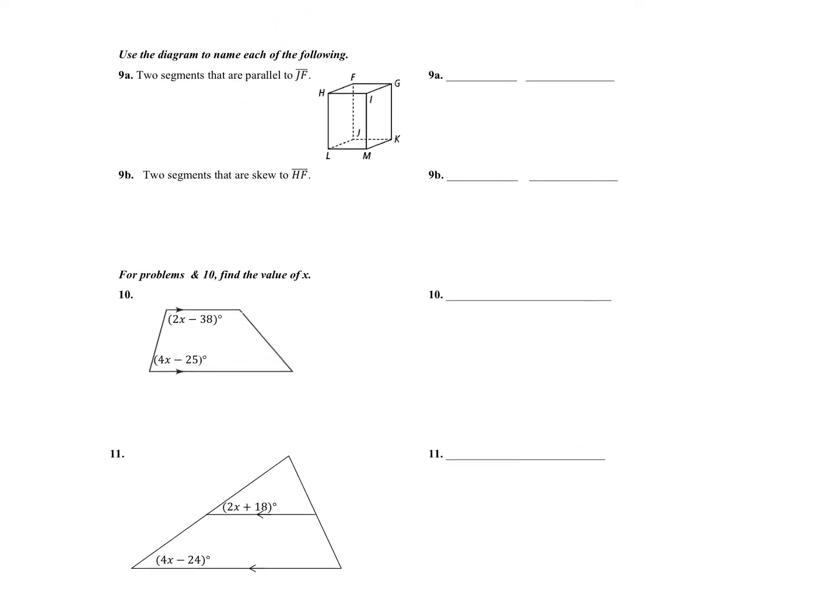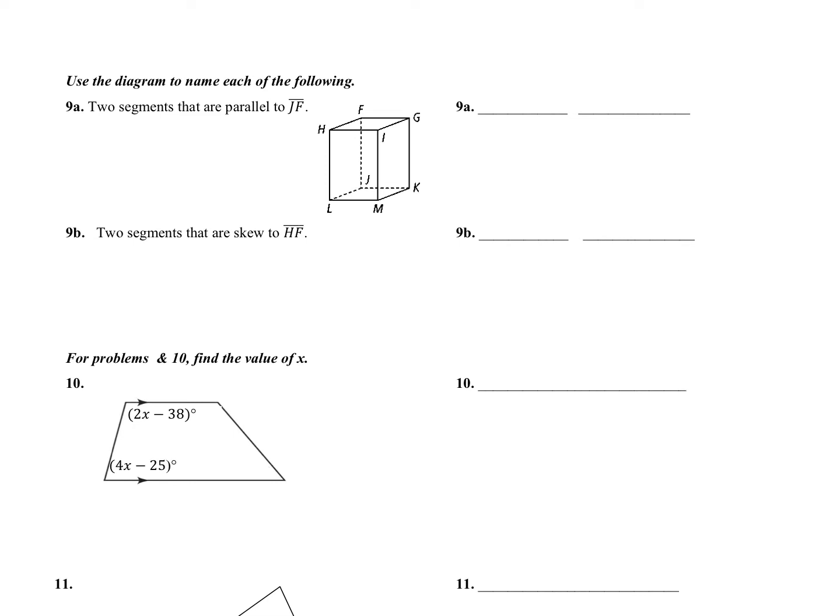All right, next one. 2 segments parallel to JF. Here's JF. Tell me a parallel. JK. Say GK. GK, yes. GK would work. What else? IM would work, and HL would work. So any of these 3 are parallel to FJ. They're never going to intersect, but you could put a plane through them.